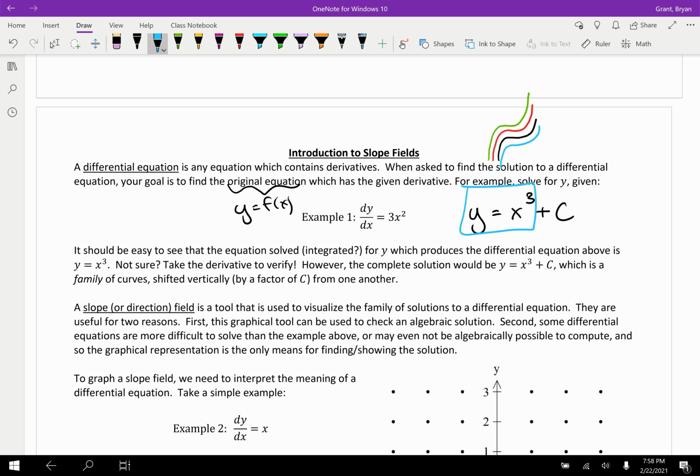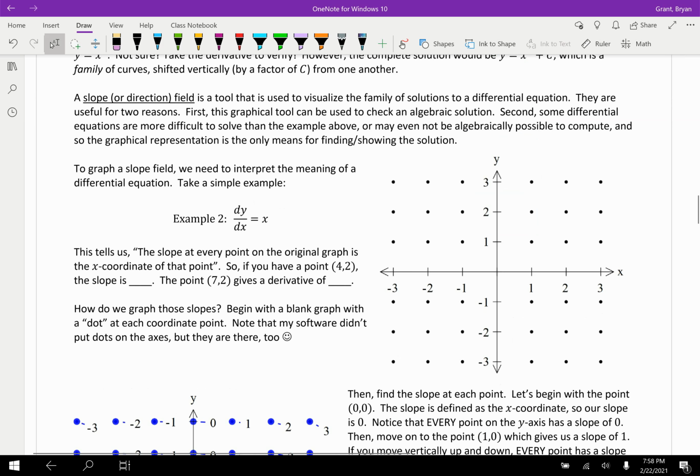But the other reason that this is so powerful is because many differential equations are really difficult to solve. In fact, there are some that you might not even be able to solve algebraically. But if you can at least visualize the solution, you can get a general idea of what that curve or equation is supposed to be, and then find the equation that way. So, how do we do this? Well, to graph a slope field, you need to understand the meaning of a differential equation.